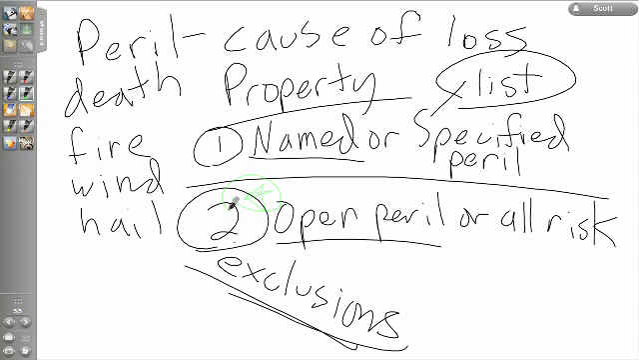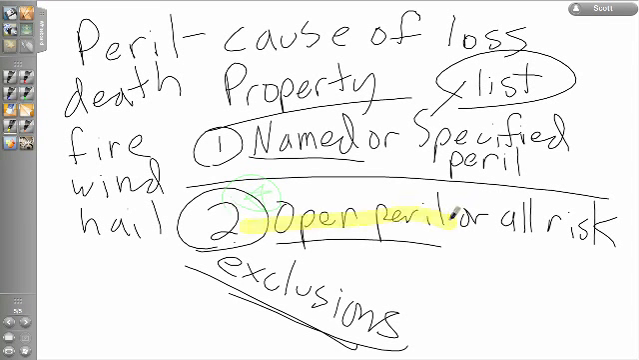Now, a question for you right now. We just learned about this term exclusions. Which policy do you think would have more exclusions? A named peril policy or an all-risk policy? Which one? They both have exclusions, but which one do you think has more? Correct answer here would be open peril.